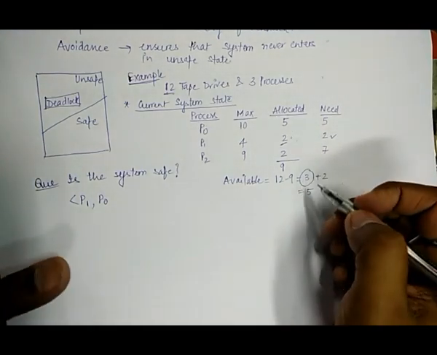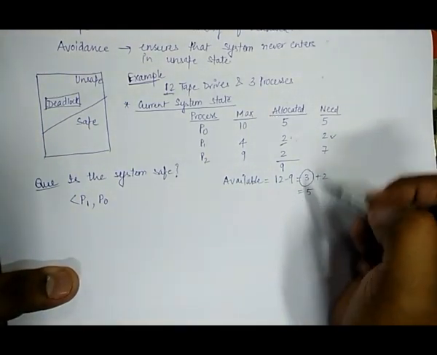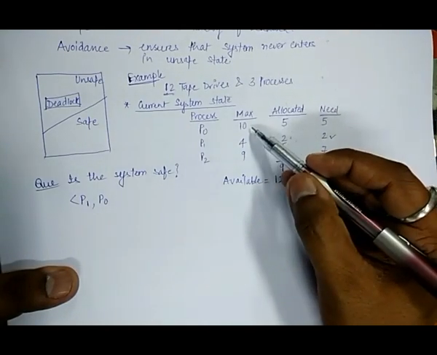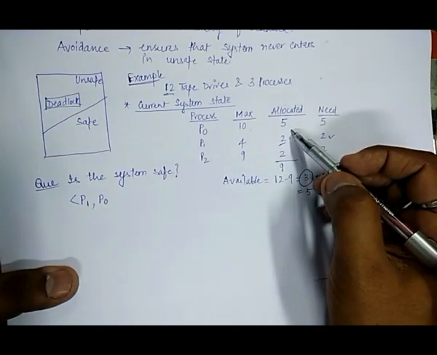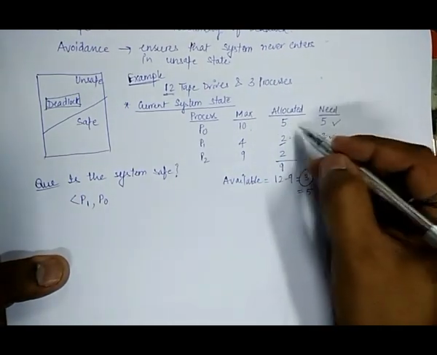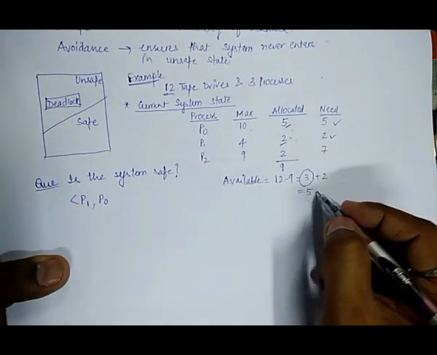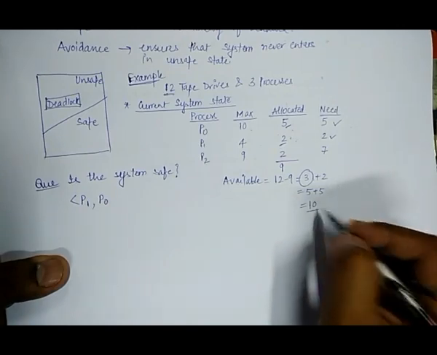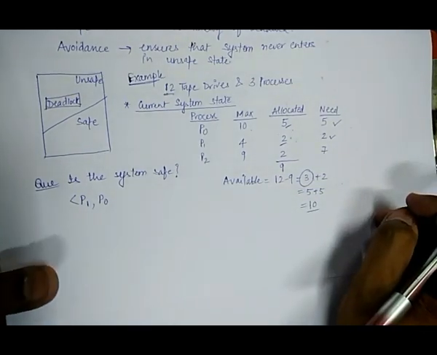Okay, so if we allocate this 5 resources to this, the total allocation will be 10. So its max need is fulfilled, so it will be executed. Okay, now once this process gets executed, it will release its allocated resources. So the allocated resources will be increased by 5. So total available will be 10.